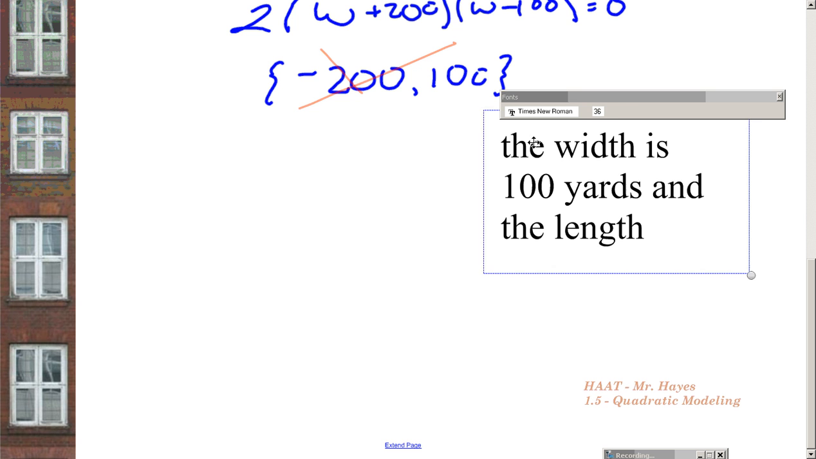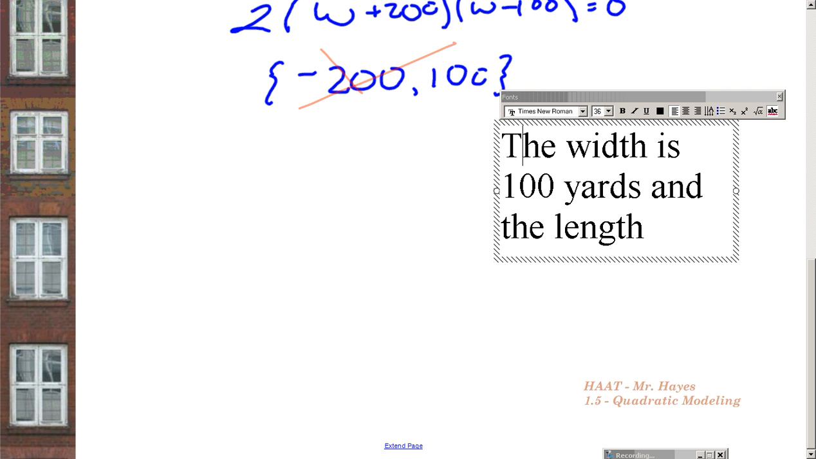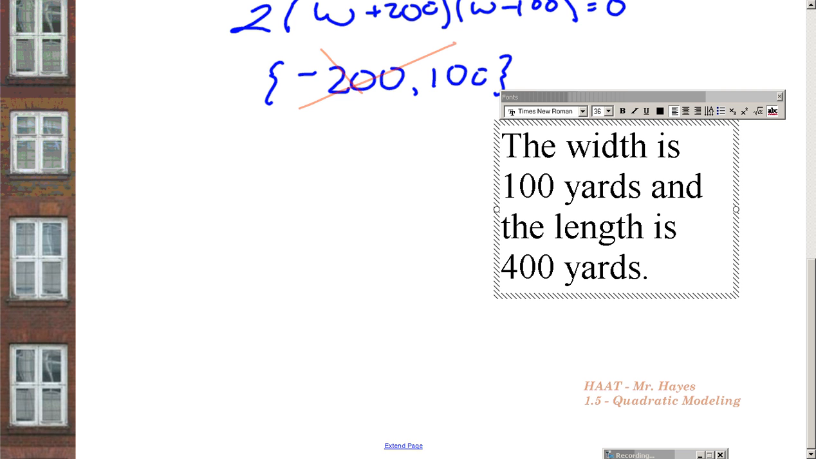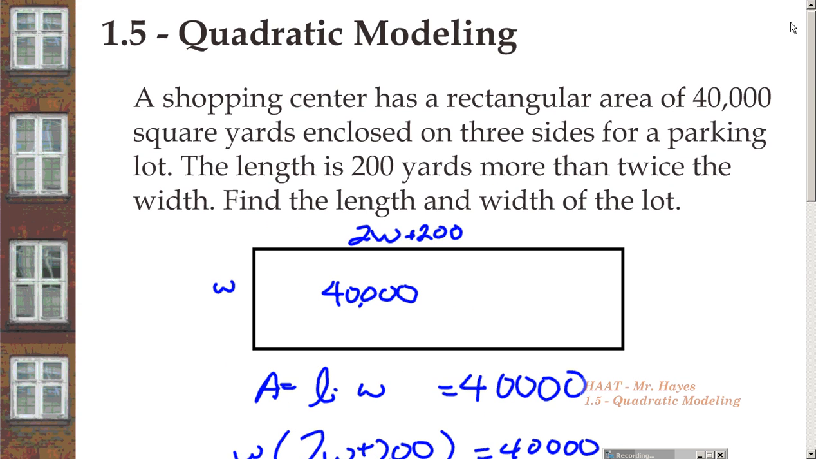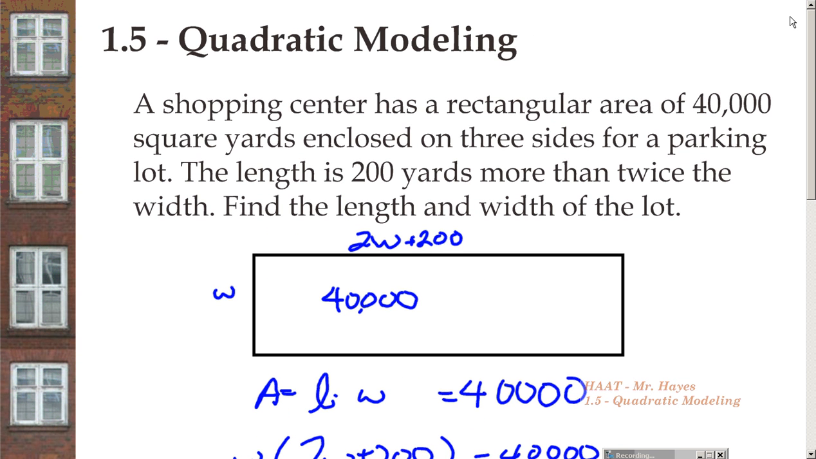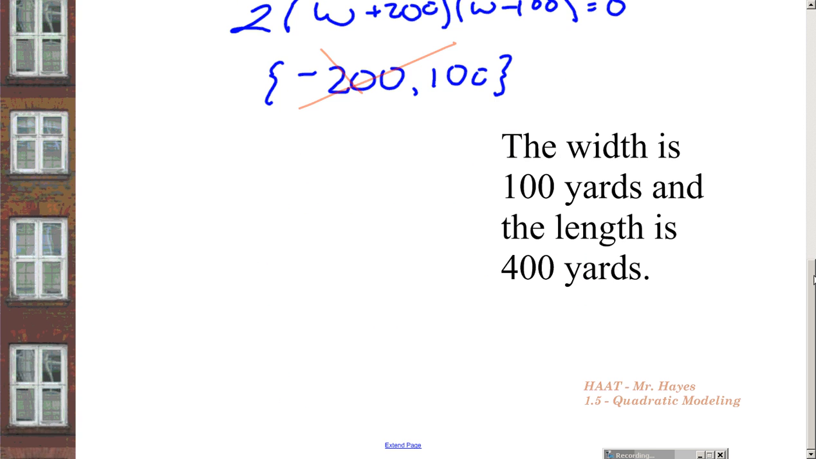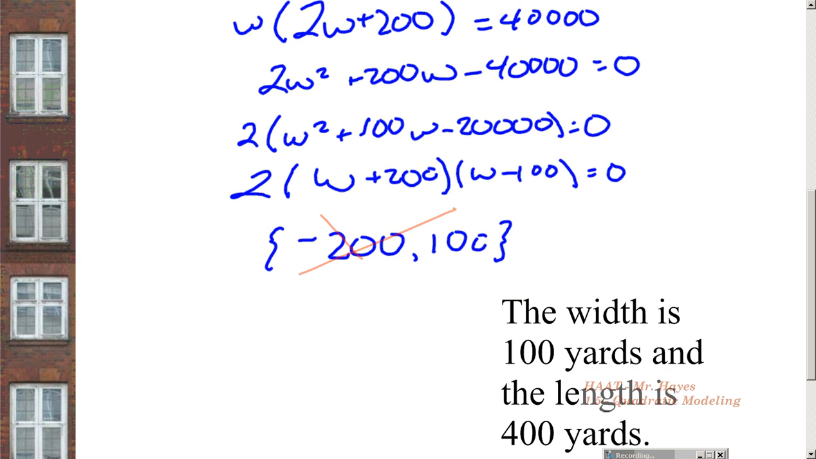So you get the width is 100 yards, and the length is 400 yards. This again, double the 100, so you get 200 plus another 200. And there you go. And then double check it, and obviously 100 times 400 is the answer of 40,000 square yards.